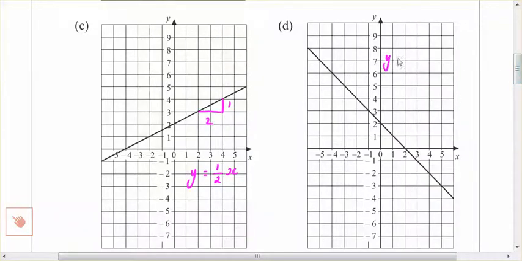This one is y equals minus 1. Negative 1. Well done. Minus x. For that.